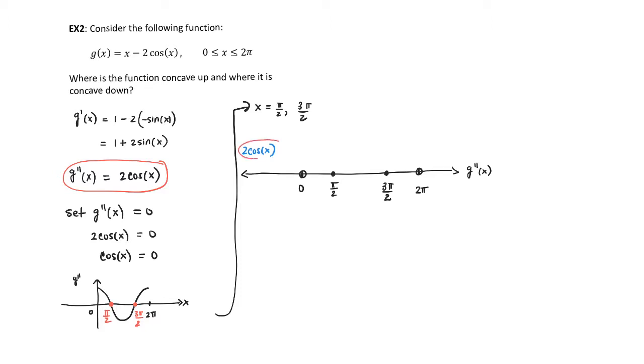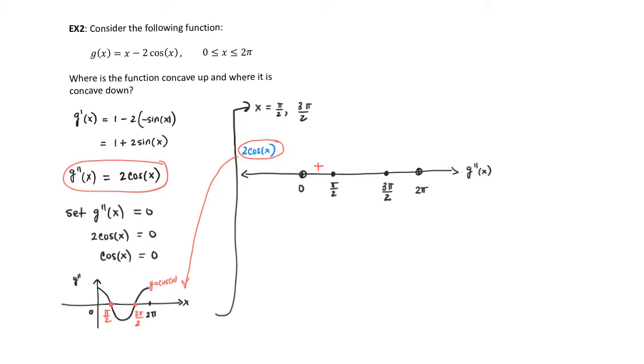So the sign of 2 cosine of x. But I believe that I can nicely use this graph over here, because if you remember, this was the graph of y equals cosine. Because I have a 2 in front and it's a positive 2, that 2 doesn't affect the sign of the second derivative. So let's see. From 0 to pi over 2, cosine is above the x-axis, so cosine is positive. That means that I'm going to put positive over here.